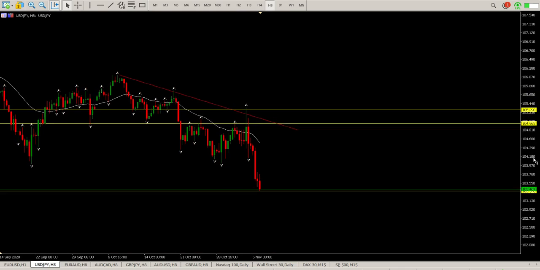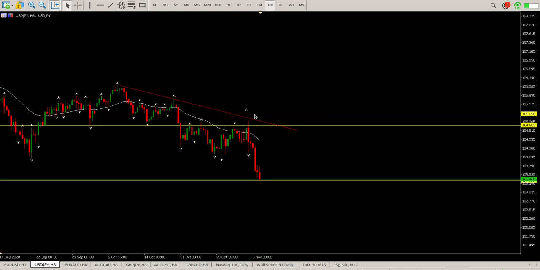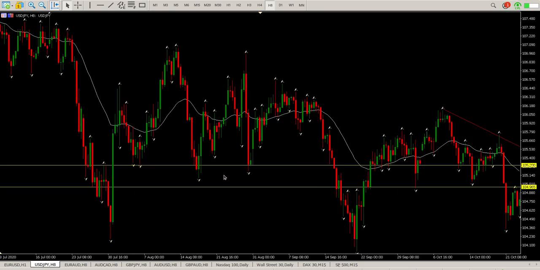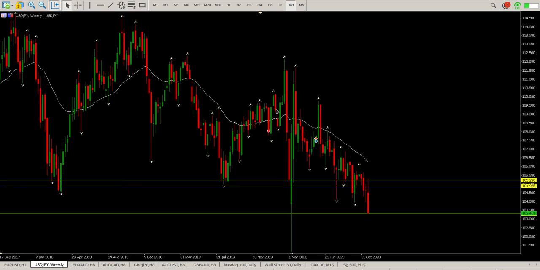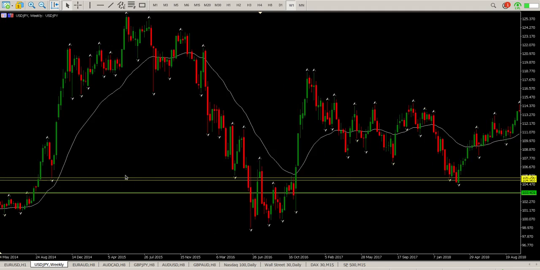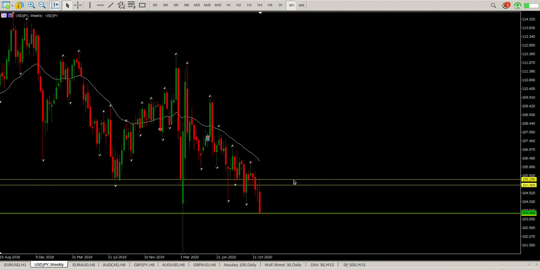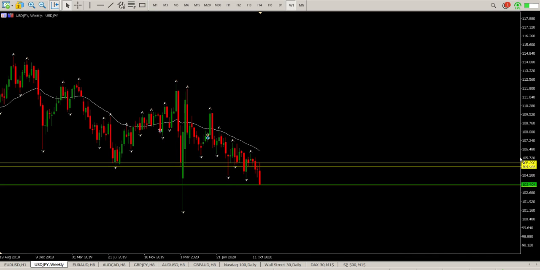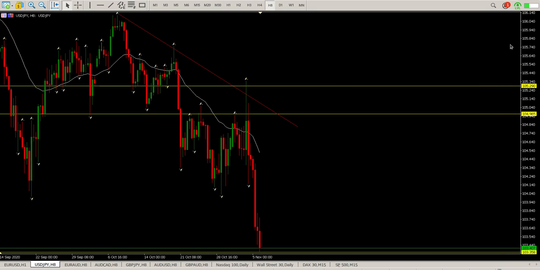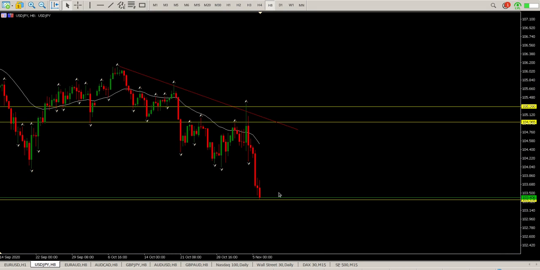US dollar, Japanese yen, still looking to sell this. Problem is I'm looking for some kind of a pullback, and we are at a level, and that level is pretty much this weekly area here. Okay, but if you look at the weekly, that is a downward trend at the moment, so I would expect it to continue. However, we are looking for an area to sell off, not buy, but I don't want to be selling down here.